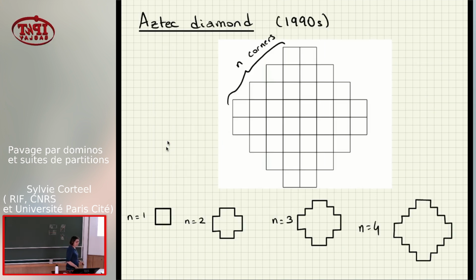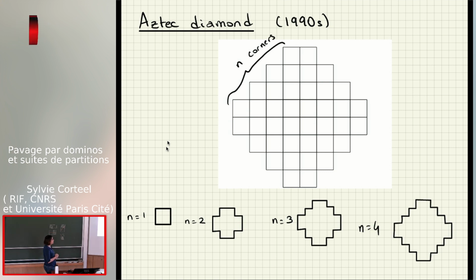So another classical domain that enumerative combinatorialists have been interested in, and that you all probably know fairly well, is the Aztec diamond. That appeared a bit later, at the beginning of the 90s, in relation to alternating sign matrices, because the tilings of the Aztec diamond are in bijection with alternating sign matrices where you put a weight 2 on each minus 1 in the alternating sign matrix.